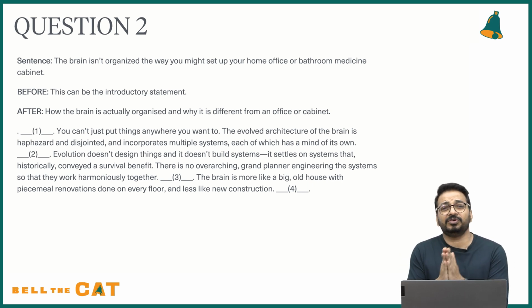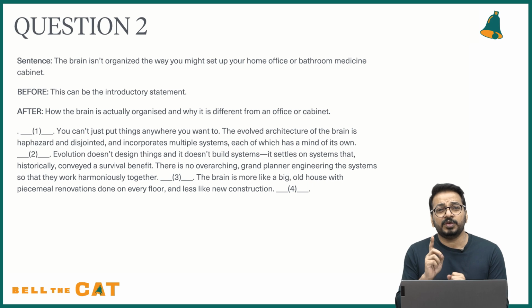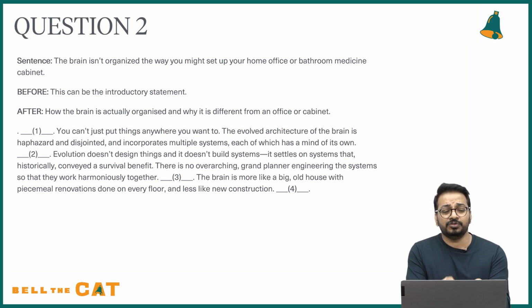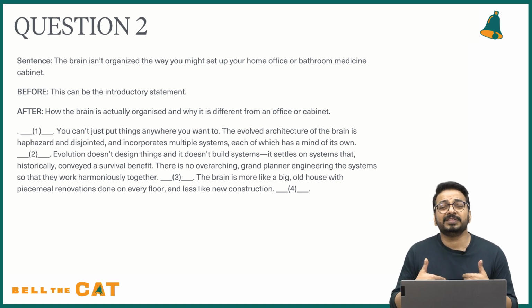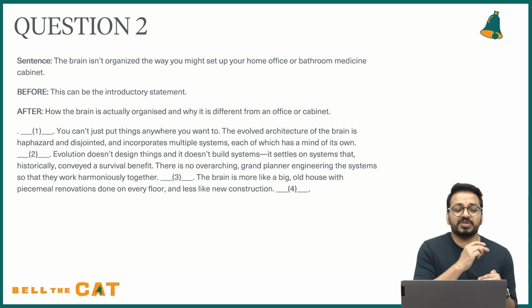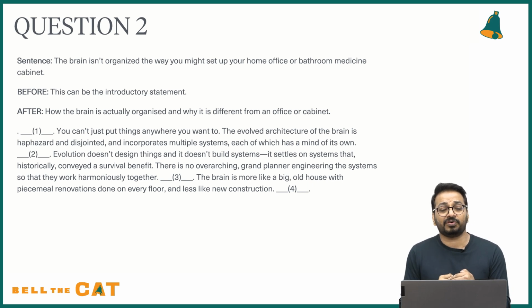Now, suppose you want to check whether it can come anywhere else. If this can't come anywhere else, that means "you just can't put things anywhere you want to" is the first sentence. Then that has no reference. Who are we talking to when you're saying "you"? What does "putting things anywhere" refer to? There is absolutely no reference if the missing sentence is not coming first. If the missing sentence is coming first, we know that "you" is a continuation of the previous sentence: the brain is organized the way you might set up a home office. You just can't put things anywhere. There is no other way the first sentence can go, because otherwise the next sentence has no referent whatsoever.